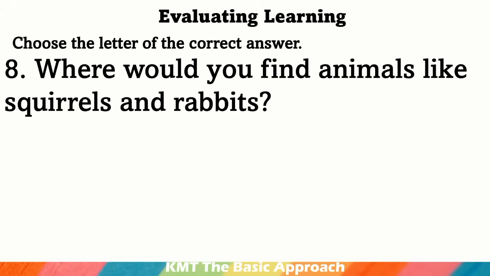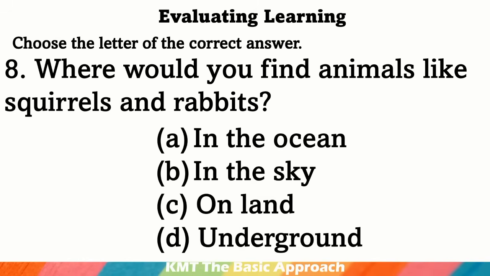Number 8. Where would you find animals like squirrels and rabbits? A. In the ocean. B. In the sky. C. On land. Or D. Underground. What is the correct answer? Very good. The correct answer is letter C, on land.